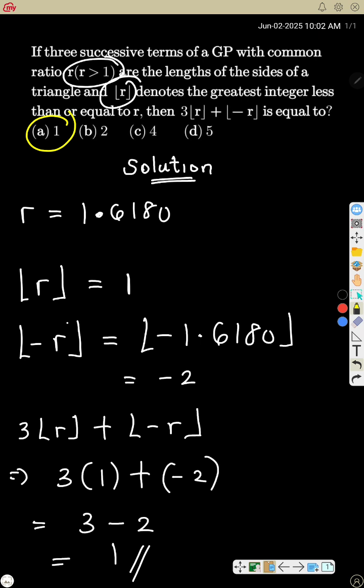So we have solved it. The floor function is the greatest integer less than or equal to r. So the number you pick for your floor should be the immediate number that is less. Take note. So that is the answer.